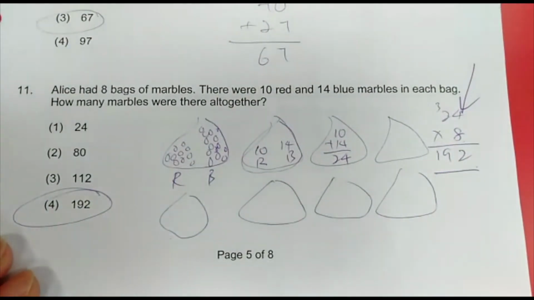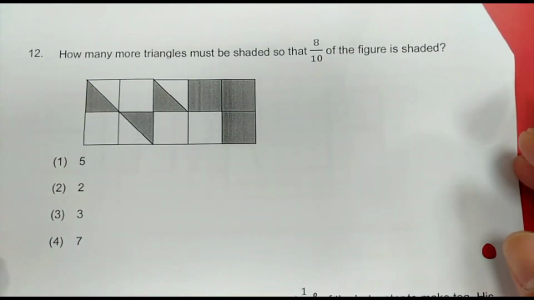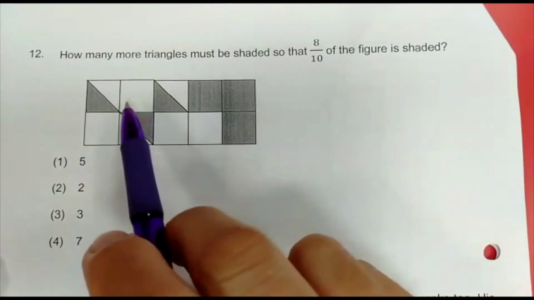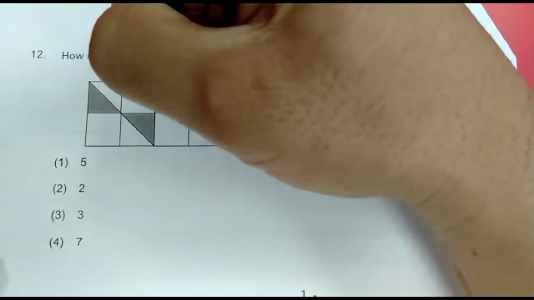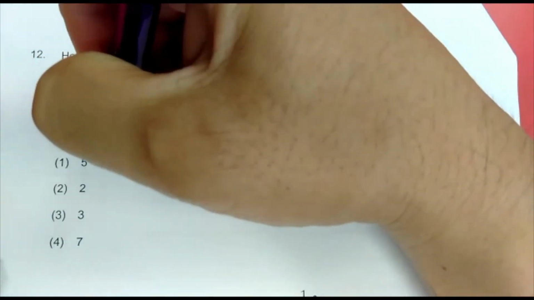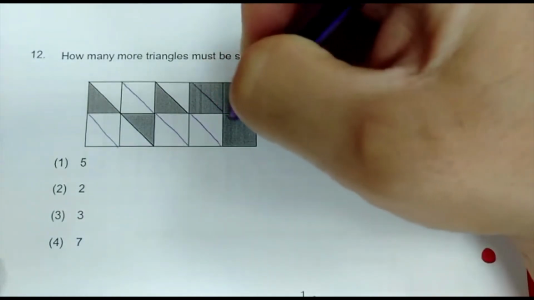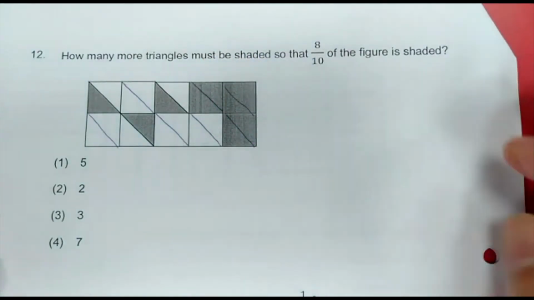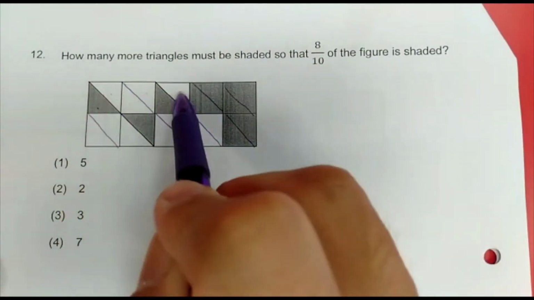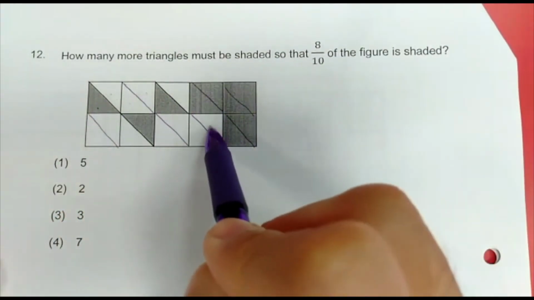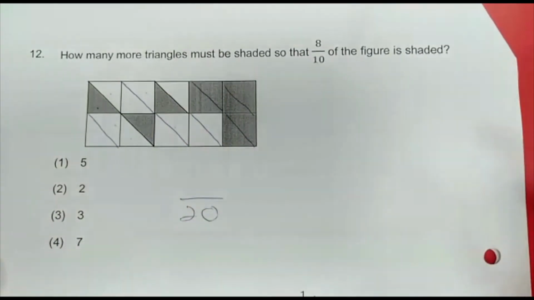Let's go to the next question now. How many more triangles must be shaded? So 8/10 of the figure is shaded. You see some squares and some triangles. So very simply, I'll just make my own triangles by drawing these diagonal lines across. Now I'll count how many triangles I have all together. 1, 2, 3, 4, 5, 6, 7, 8, 9, 10, 11, 12, 13, 14, 15, 16, 17, 18, 19, 20. I have 20 triangles altogether.